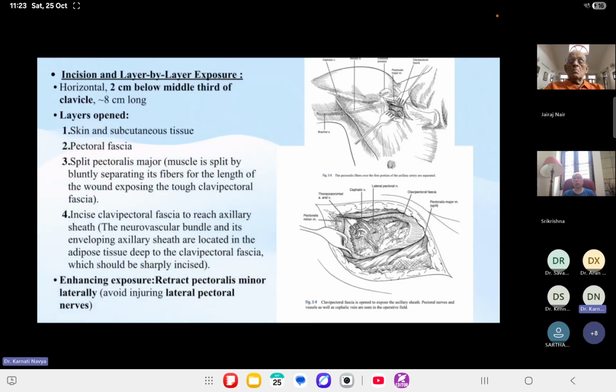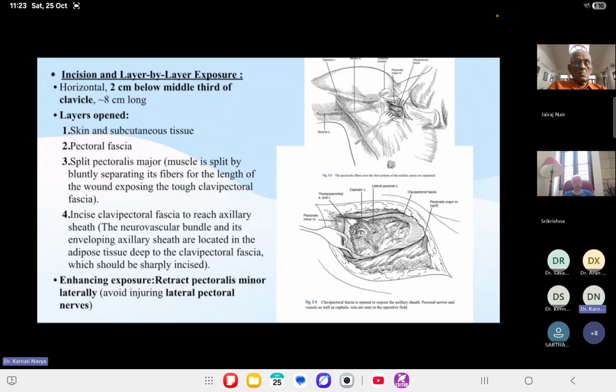Once the clavipectoral fascia is visible, incise the fascia to reach the axillary sheath, which encloses the neurovascular bundles located in the adipose tissue deep to the clavipectoral fascia, which should be sharply incised. Then, for enhancing the exposure, retract the pectoralis minor muscle laterally, avoiding injury to the lateral pectoral nerves.